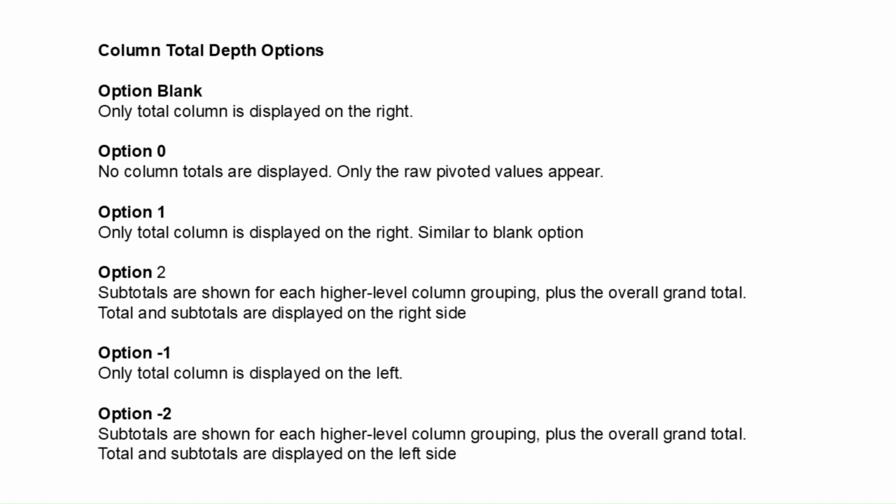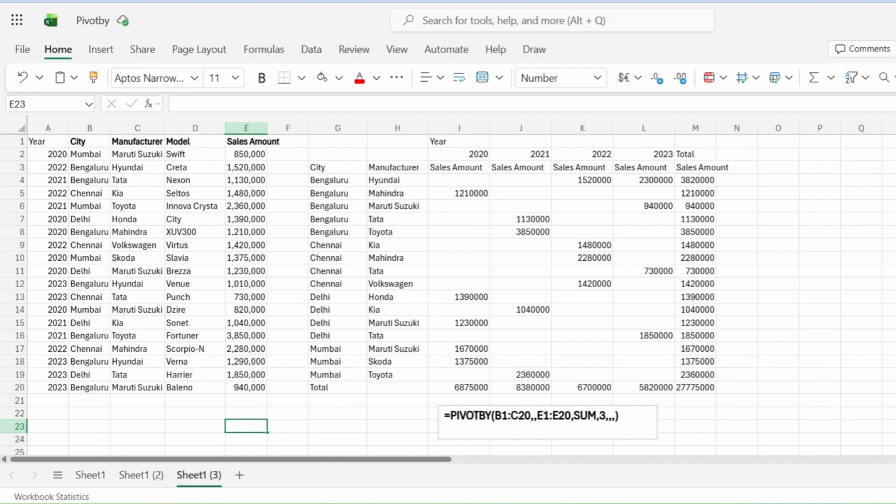Option 2. Subtotals are shown for each higher-level column grouping, plus the overall grand total. Option -1. Only total column is displayed on the left. Option -2. Subtotals are shown for each higher-level column grouping, plus the overall grand total, but they are shown on the left.